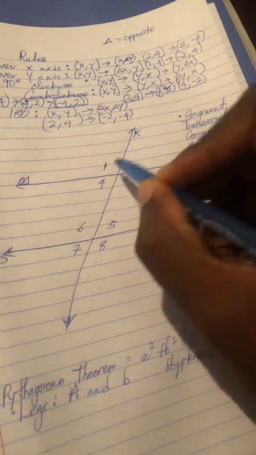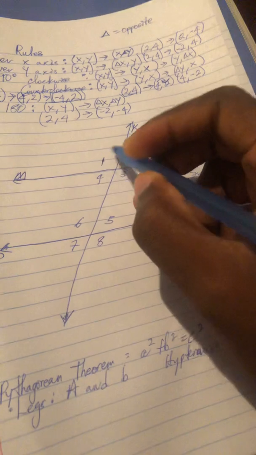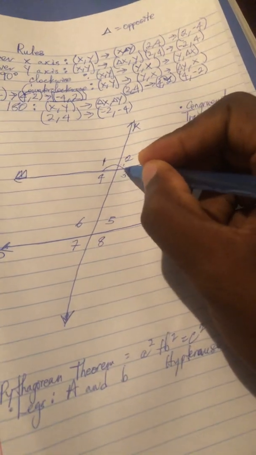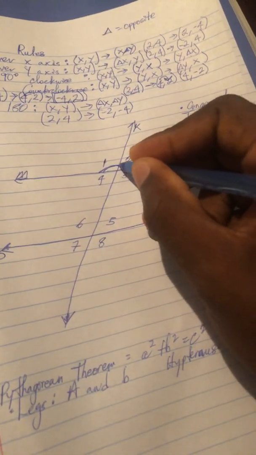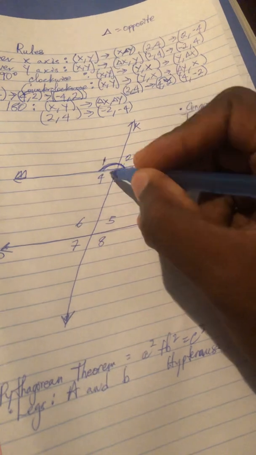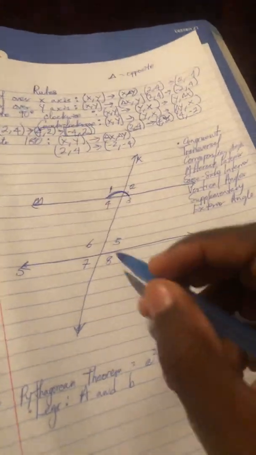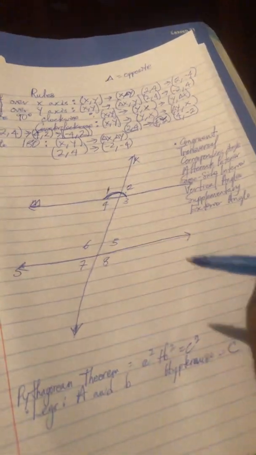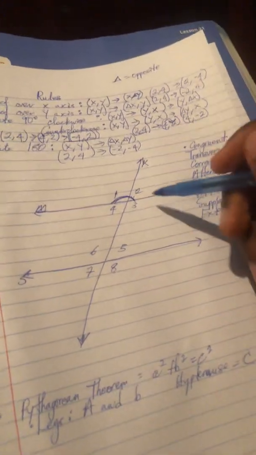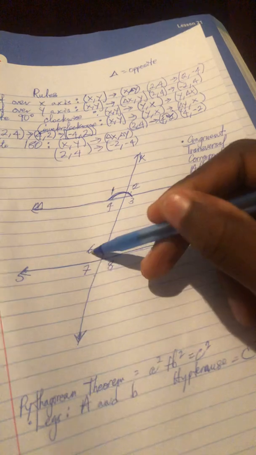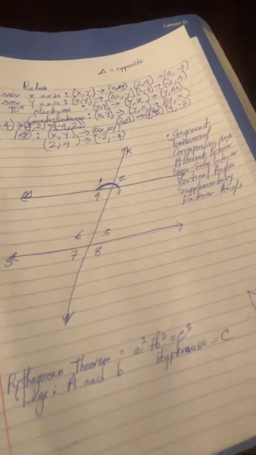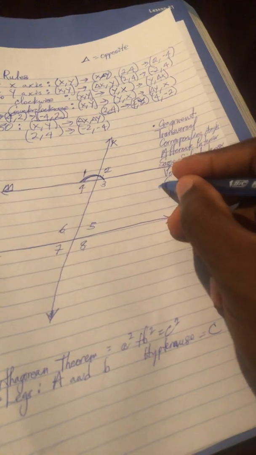When you have angles that are side by side like this, we know that those angles are supplementary because they add up to 180. So angle 1 and 2 supplementary, angles 3 and 4 supplementary, angles 5 and 6, 7 and 8. And also 2 and 3, 5 and 8, 6 and 7, 1 and 4, because when you add them together, they add up to 180. So those are supplementary angles.